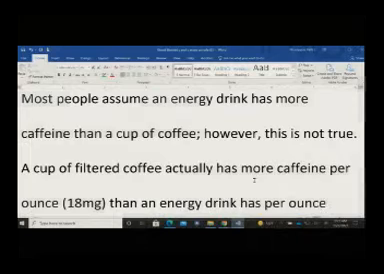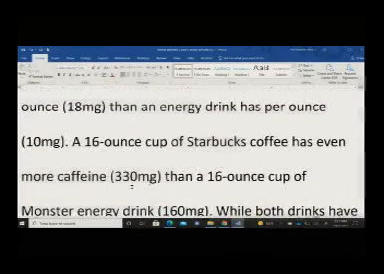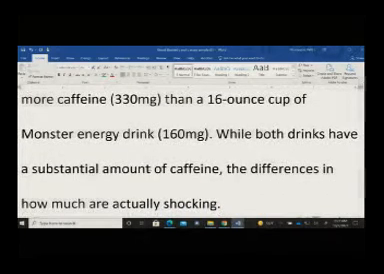A cup of filtered coffee actually has more caffeine per ounce, 18 milligrams, than an energy drink has per ounce, 10 milligrams. Okay, but read the sentence. That's per ounce. So if you have a 16-ounce cup of Starbucks coffee, it has even more caffeine, 330 milligrams, than the 16-ounce cup of Monster Energy drinks, 160. I'm surprised people's brains aren't exploding or their hearts aren't exploding from the caffeine. While both drinks have a substantial amount of caffeine, the differences in how much are actually shocking. That's okay. There's nothing wrong. There's an evaluative statement, and notice there's not a single exclamation point. I had some people who like to use them in the narrative, so we go to the next one.